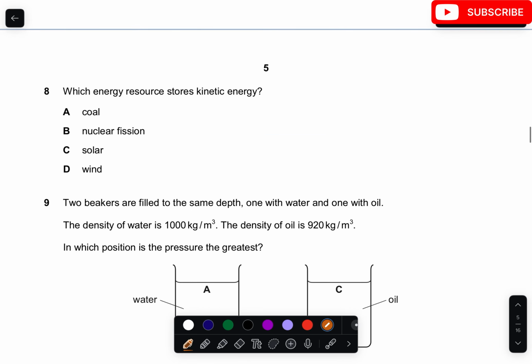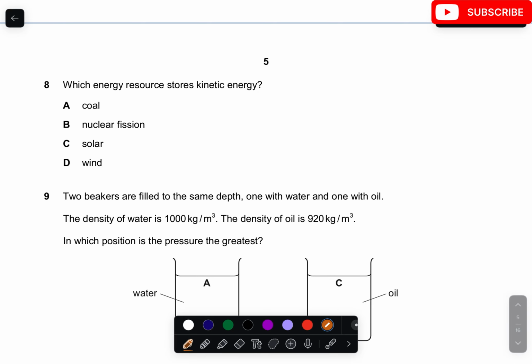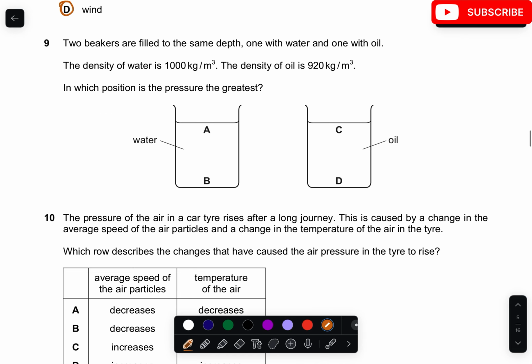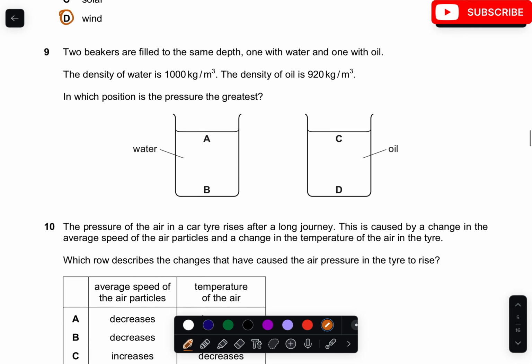Okay, which energy resource stores kinetic energy? Kinetic energy is in wind power. Okay, coal has thermal, nuclear has nuclear energy, solar will use the light. Okay, the wind only uses the kinetic energy.